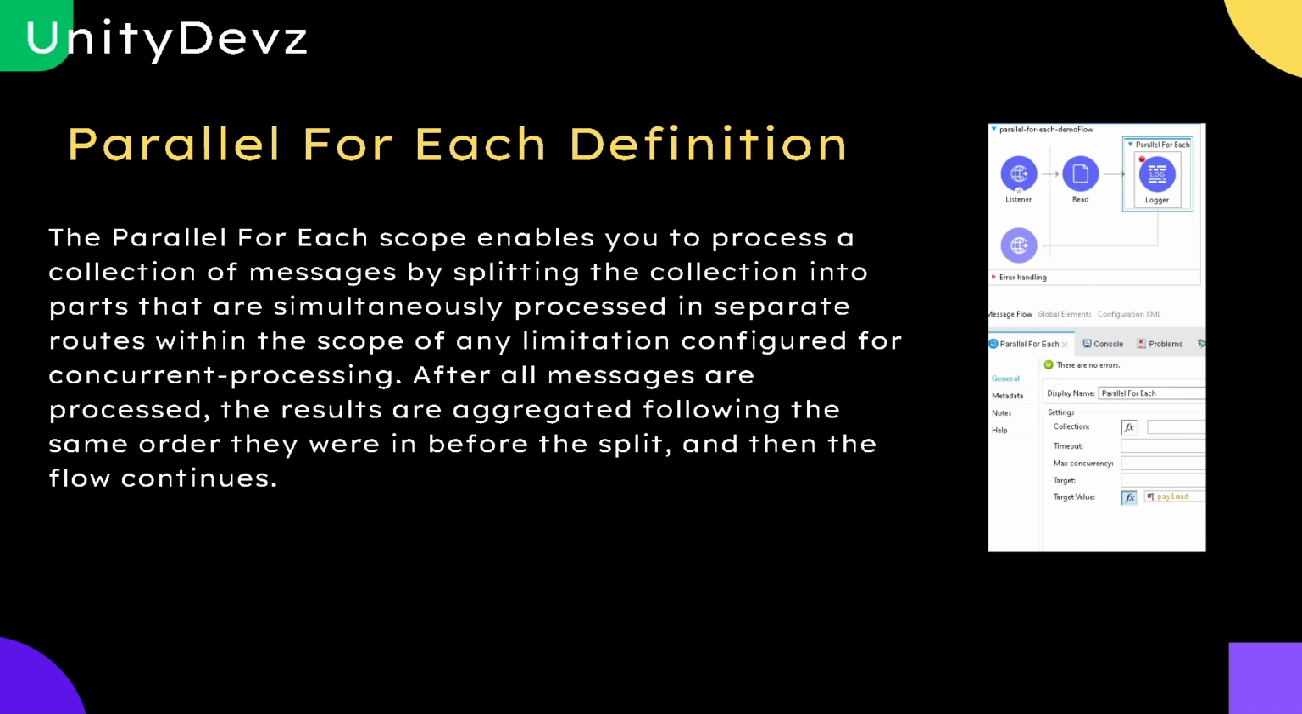We saw that for each was executing sequentially, one by one, but in parallel for each scope it will split those records from the collection and process them parallelly based on the number of threads we have in our computer. We can also change that thread count using the max concurrency field configuration. By default it will use the maximum number of threads we have in our computer, based on the number of cores. So that was the basic definition of parallel for each. Let's move on to the next slide.